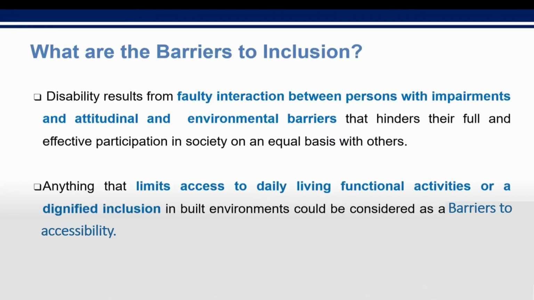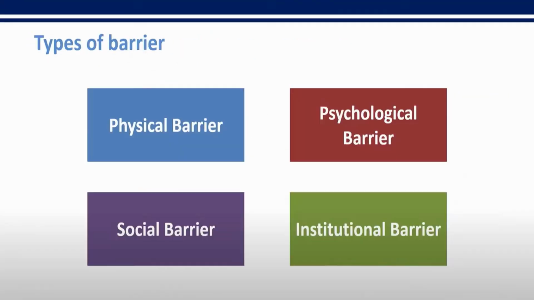Disability results from faulty interaction between persons with impairment and attitudinal and environmental barriers that hinder their full and effective participation in society on an equal basis with others. So the types of barriers: physical barriers, psychological barriers, social barriers, and institutional barriers.